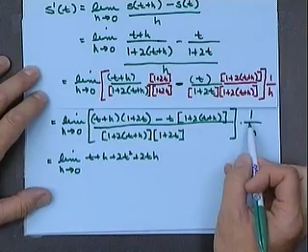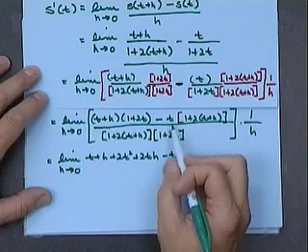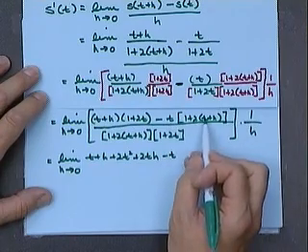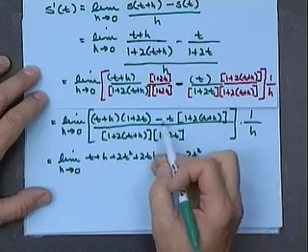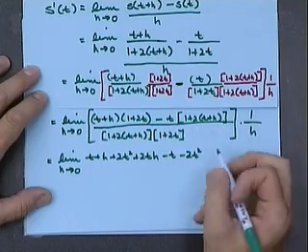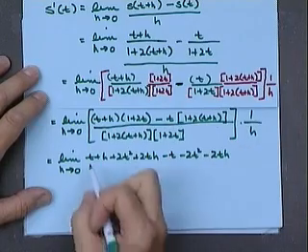Everything that follows gets subtracted. So minus T, minus T times 2T, which would be minus 2T squared, minus T times 2h, minus 2Th. Does that look right?